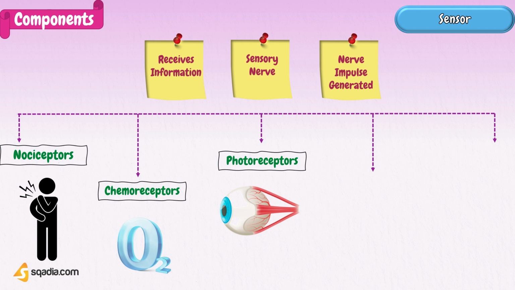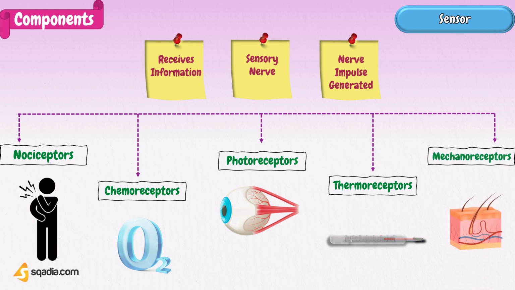Photoreceptors are the receptors that react to light stimuli. Thermoreceptors are the receptors in a sensory cell sensitive to changes in temperature. And mechanoreceptors are the receptors in the skin that react to various mechanical stimuli. These are some of the sensors in the body that detect any deviation in the homeostasis status. Now let's talk about the control system.